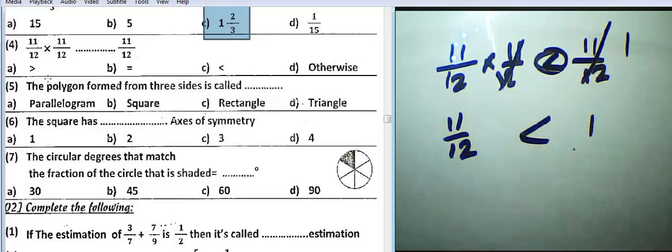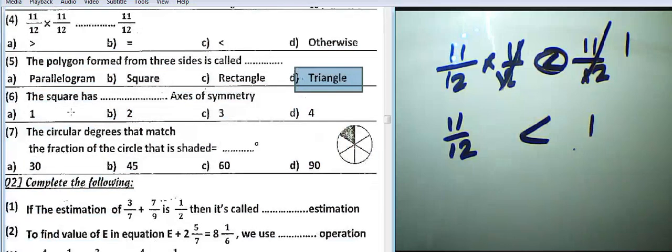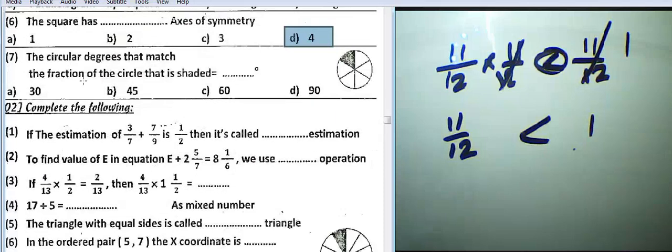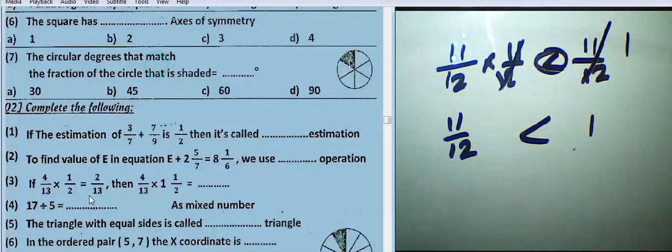Choose letter C. The polygon formed from 3 sides, we call it a triangle. The square has 4 axes of symmetry. The circular degree that matches the fraction of the circle that is shaded, part 1 over 6, multiplication by 360, the result will be 60 degrees.